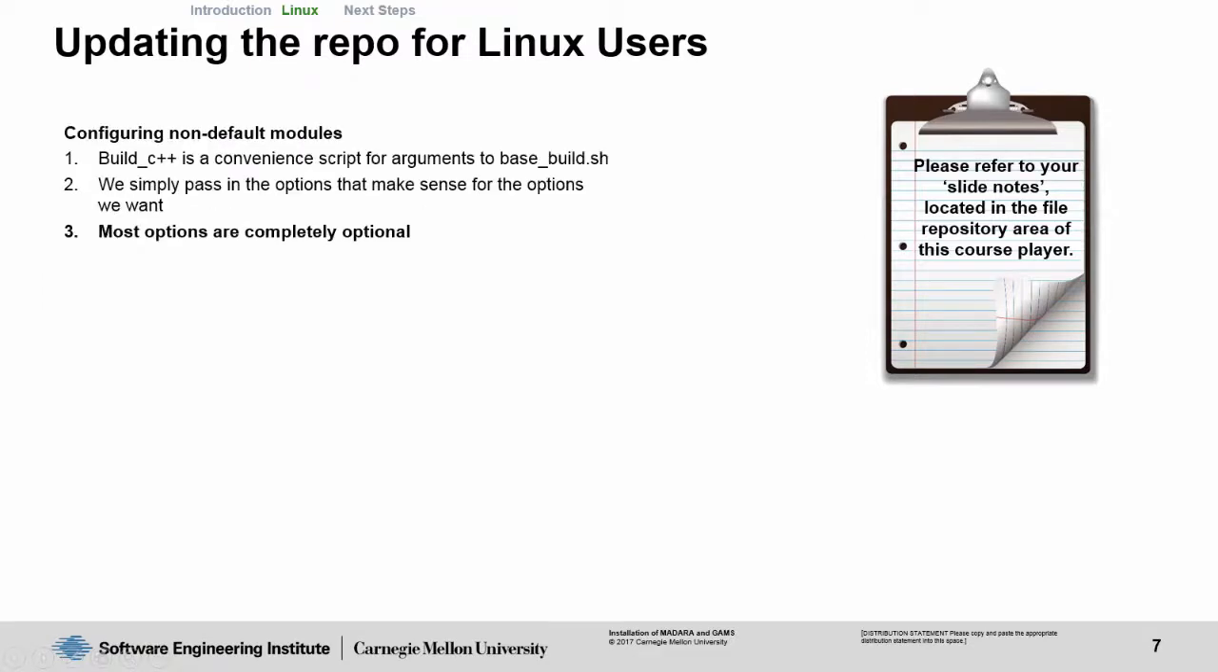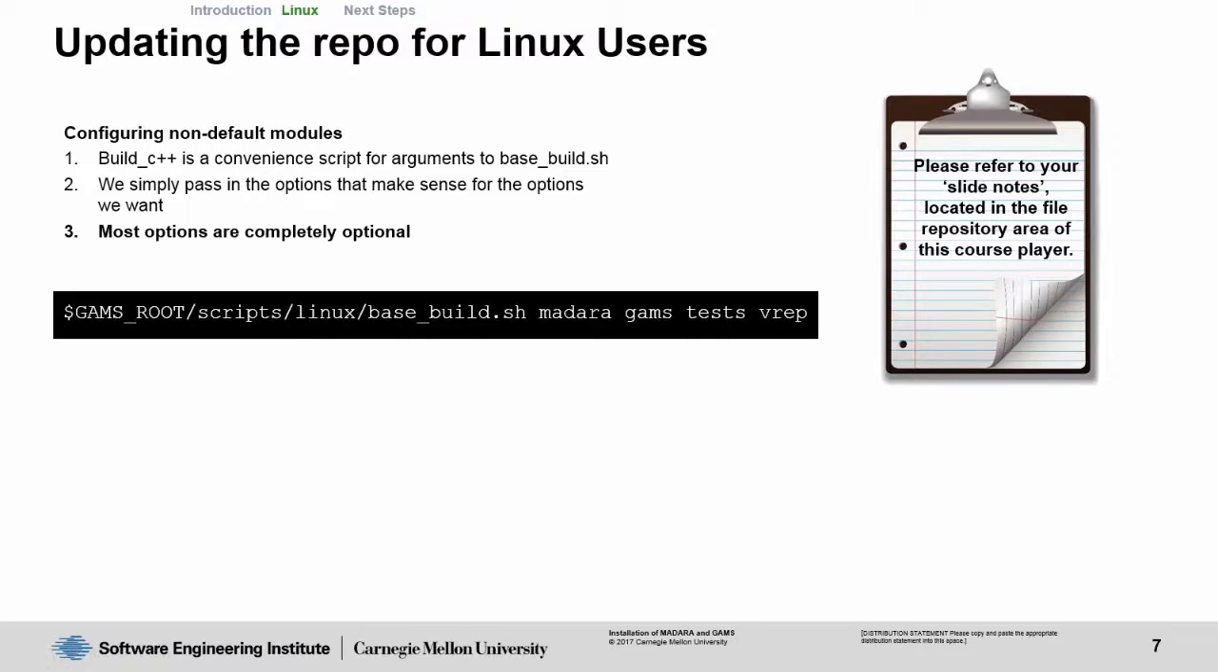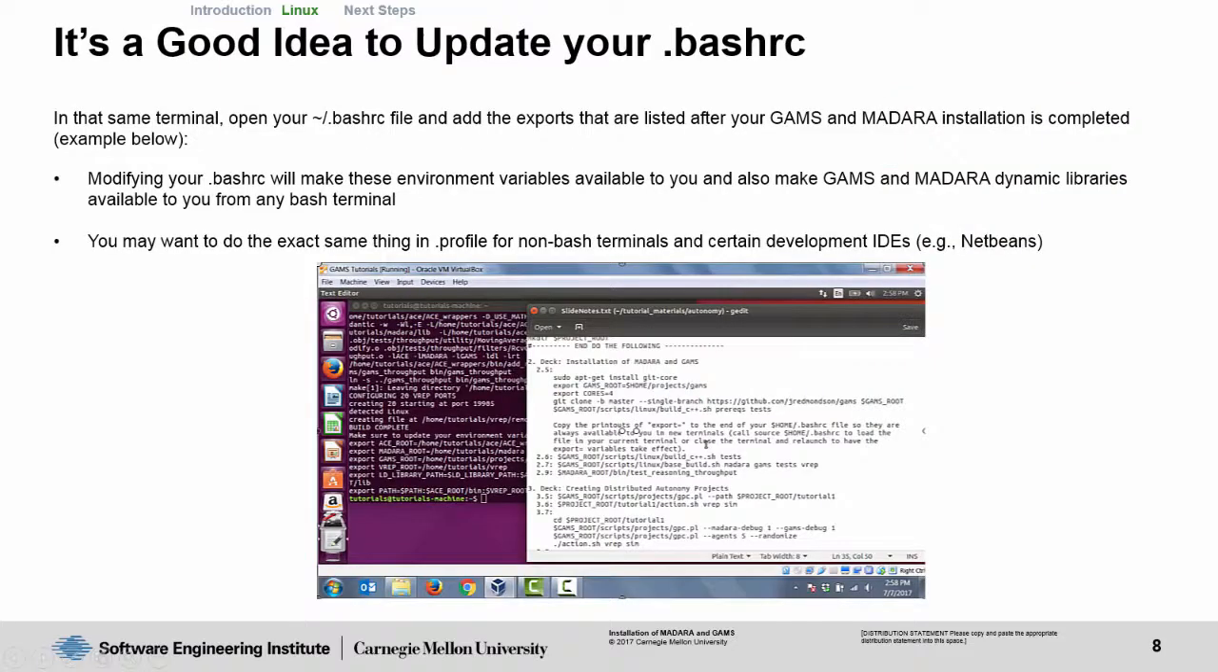So we've already gone over the build C++ script, which is a standard way to install GAMS and MADARA on your system. However, build C++ is actually a convenient script that wraps around another script called basebuild.sh. This includes all of the non-default modules that you can enable on your system, things like security with SSL and features like that. Build C++ simply passes in options that make sense for the options we want. Most options are completely optional. For instance, if you'd like to build MADARA, GAMS, all the tests, and vrep, you can pass these arguments into the base build script.